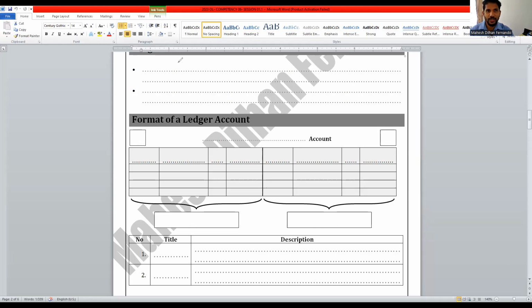Son, you don't want to draw these boxes, right? That is just to write debit and credit. You don't want to draw these boxes. Don't draw these boxes. You can just write debit and credit.